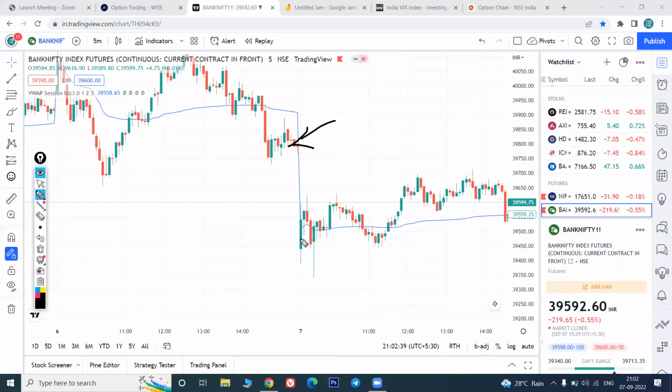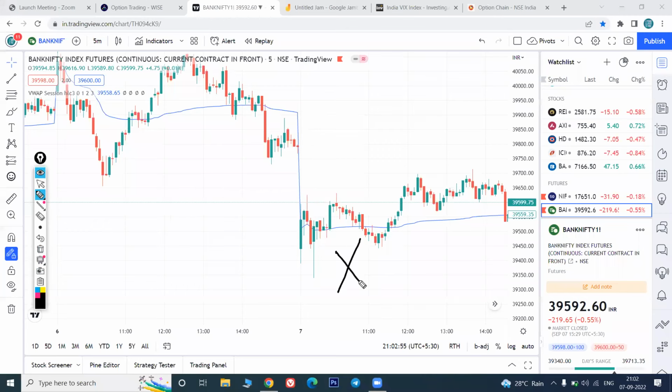But यहाँ पे क्या हुआ? Moving up, moving down, up, down, up, down. The first 10 candles are overlapping the VWAP, minimum touching one time. What I have as a rule is 6 candles, that is 30 minutes. Continuously price started overlapping the VWAP.